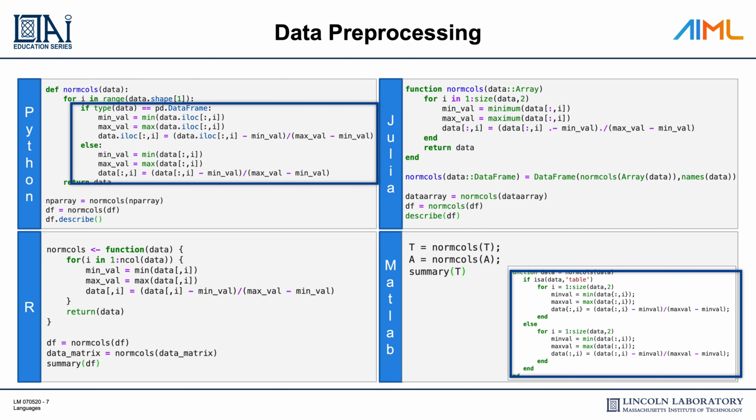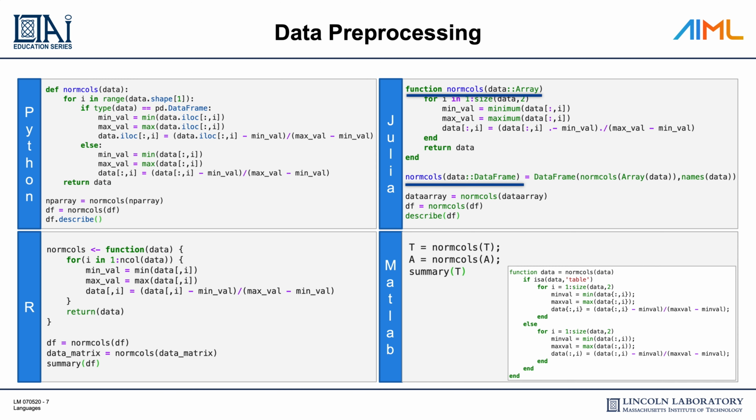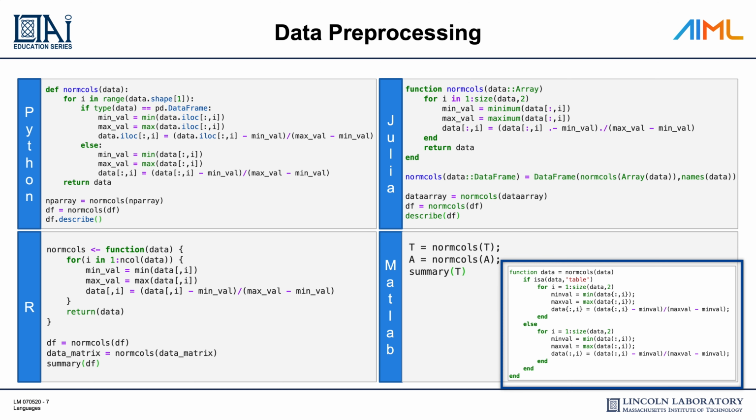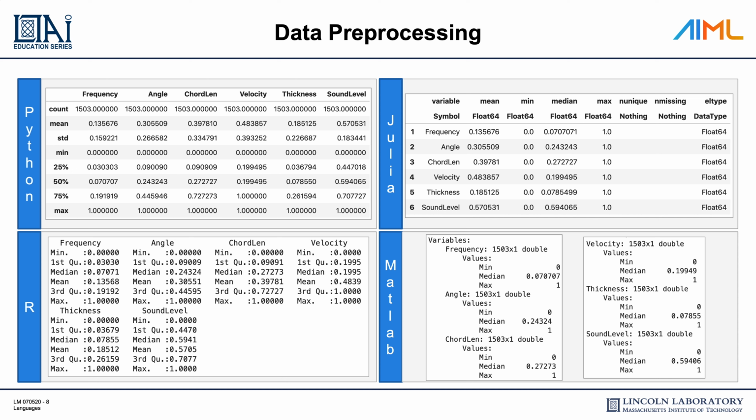In Python and MATLAB, we handle this with an if statement checking the data type within the function. In Julia, we can specify the data type of the input and overload the function for different data types. The main function takes in an array, and an additional function converts a data frame into an array and back to a data frame again once the normalization is done. An additional thing to note for MATLAB is that MATLAB functions must be each saved in their own file, with the file name matching the function name. After we rescale our values, we can call the summary or describe function again, and see now that all our values are between 0 and 1.